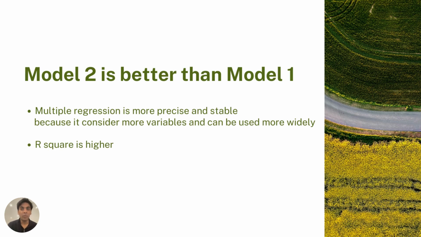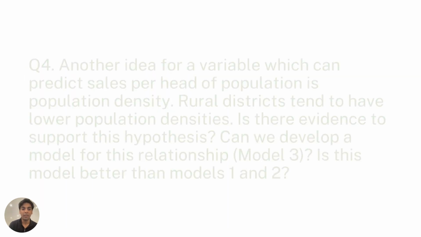At the same time, by including area, we have increased the accuracy of the regression model, which can be identified from the increase in R-square. The multivariate model has made the relationship between the variables more stable and accurate. It can also be applied more widely as it takes into account the impact of change of more than one variable on the sales per head.